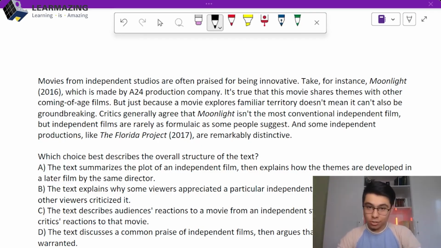Strategy number 2 that you need to know is looking for transitions. Not just in transition questions, but also in SAT reading.